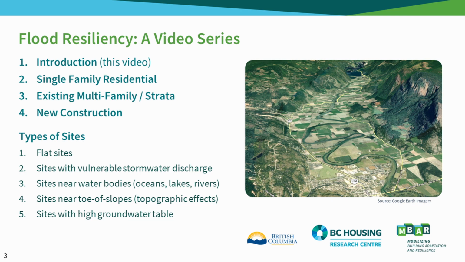We have identified 5 key risk factors for types of sites which may be vulnerable to flooding based on their location. These include sites which are located near water bodies and sites at the toes of slopes. Additionally, widespread flat areas can commonly represent a potential floodplain, and developments there may be at risk of overland flooding. Finally, sites with a high groundwater table or sites that have stormwater discharge locations which are vulnerable to backing up may have enhanced ground surface and below-grade flood risk.